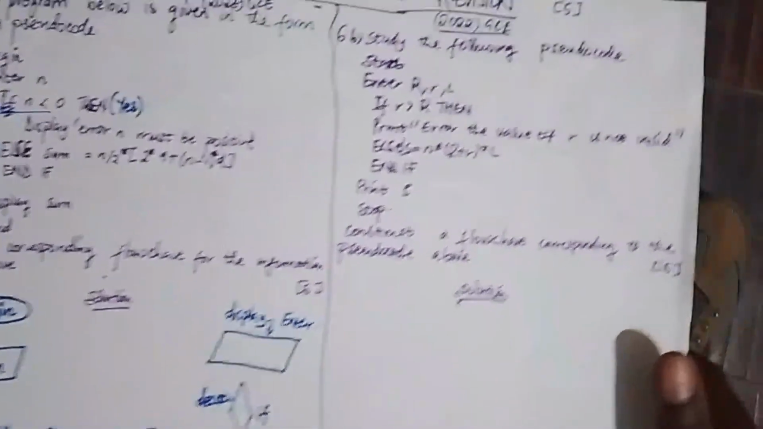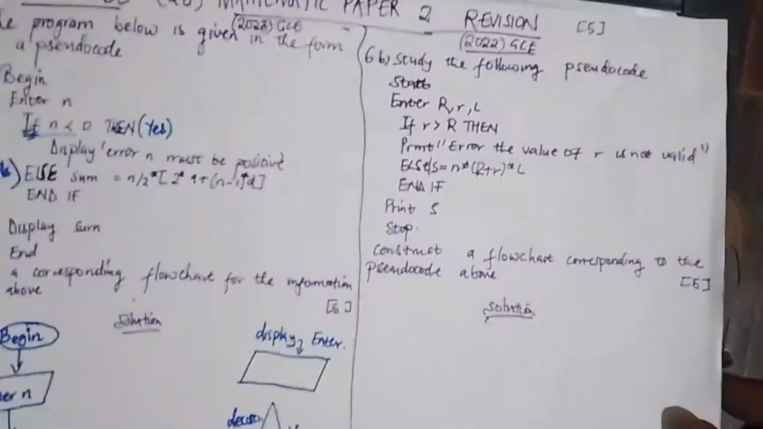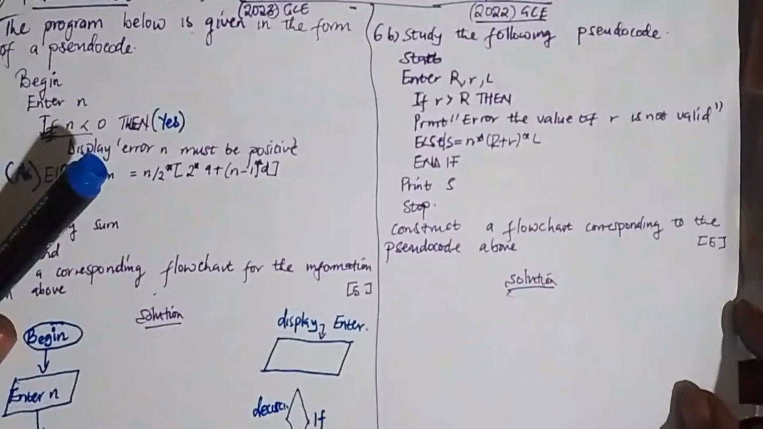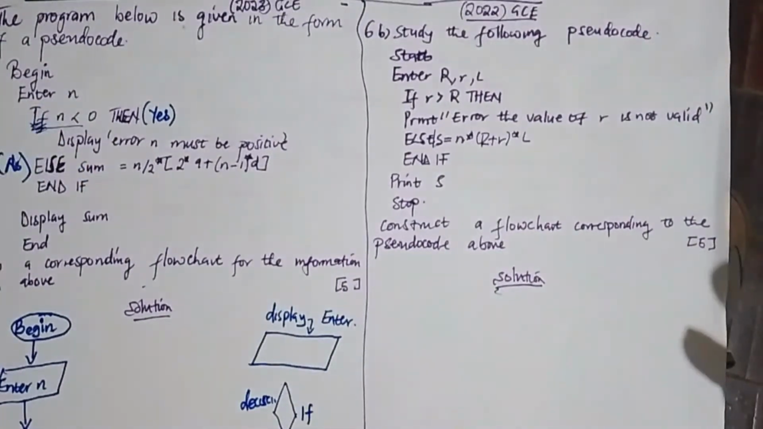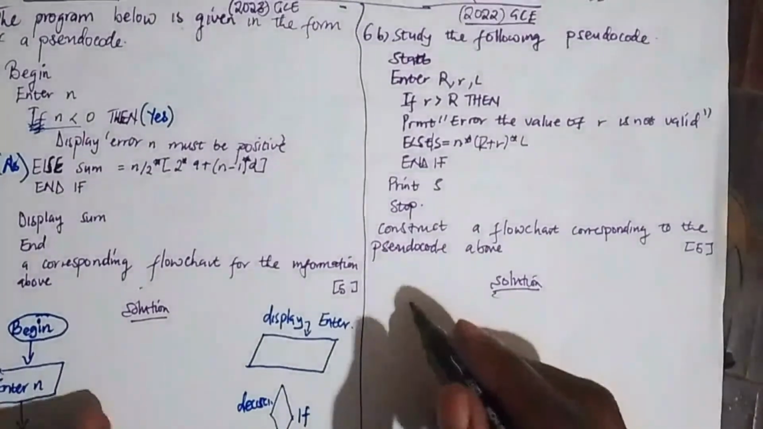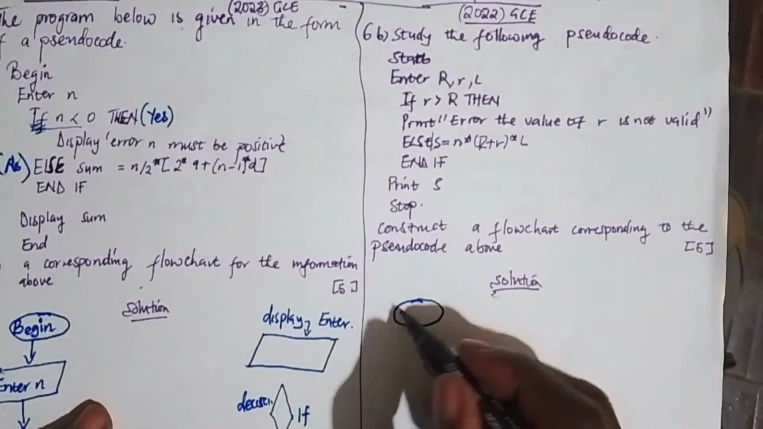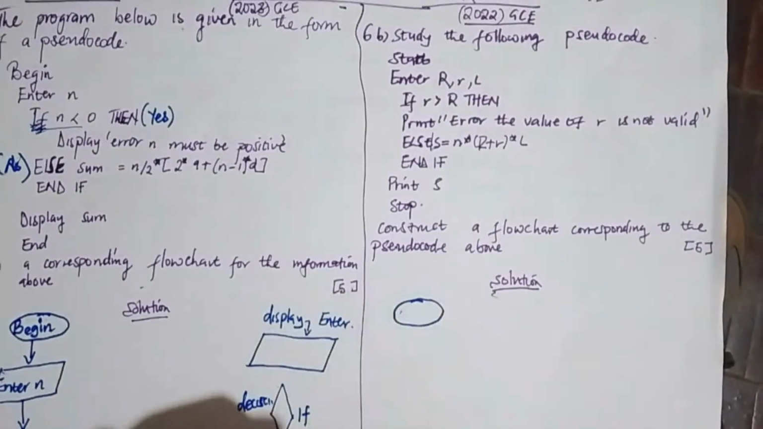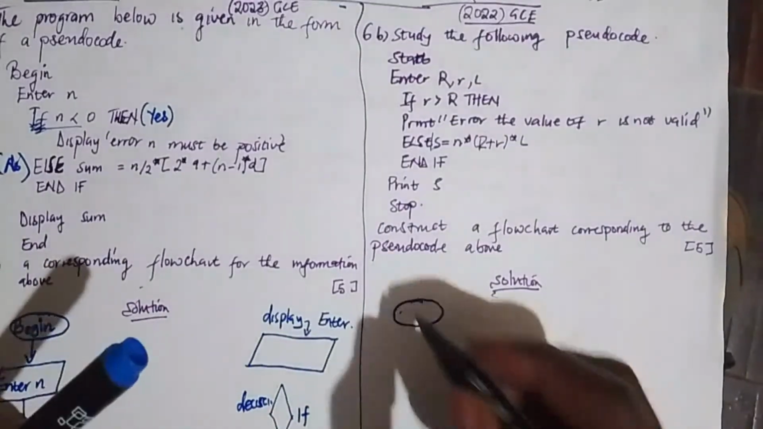We have another question which came on pseudocode. This question came in 2022 GCE. Again, it was talking about the same thing. If you remember what I said, whenever you see start, you should remember it's a circle. So you're going to write a circle, then you're going to say start.